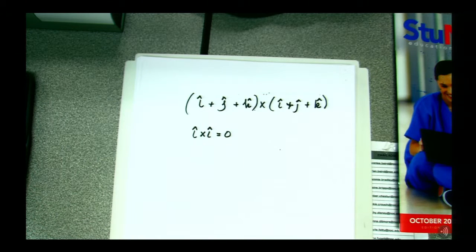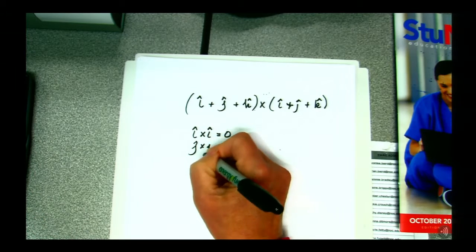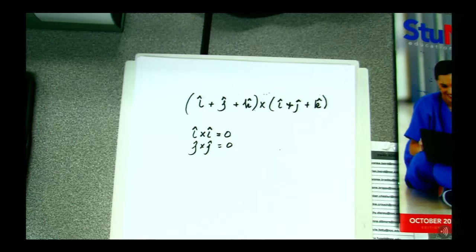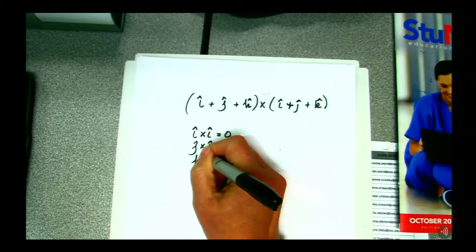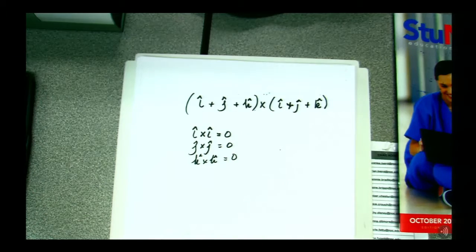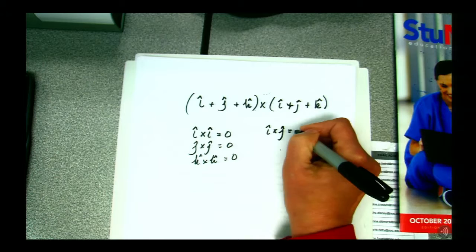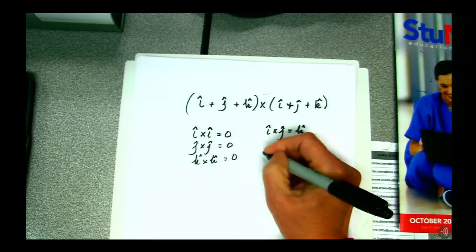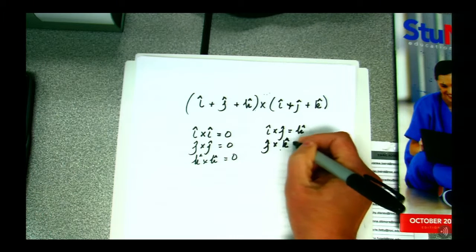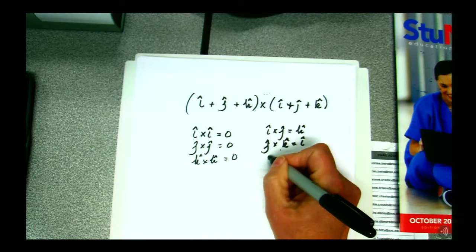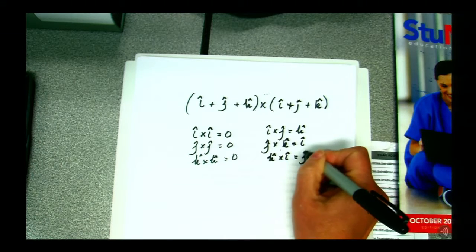And we'll actually draw the picture here in just a second. If I get a J cross J, that equals 0. And if I get a K cross K, that equals 0. But if I do an I cross J, I get K. If I do a J cross K, I get an I. And if I do a K cross I, I get a J.